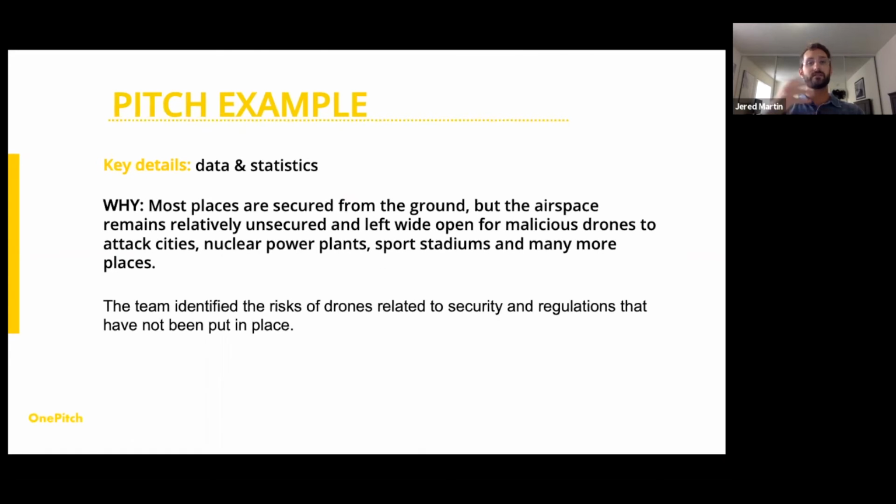The next key detail, again, uses a little bit of this data and statistics. These are not specific numbers, but what it's pulling from, again, were those articles that were written. And as we can read here, most places secured from the ground, but the airspace remains relatively unsecured and wide open for malicious intent. Okay, wow, that's a really big claim, but when we think about it, it makes perfect sense. There is nothing essentially policing the skies. And so this team took it upon themselves to say, hey, look, this is happening and we know how to fix it and we can provide that solution.